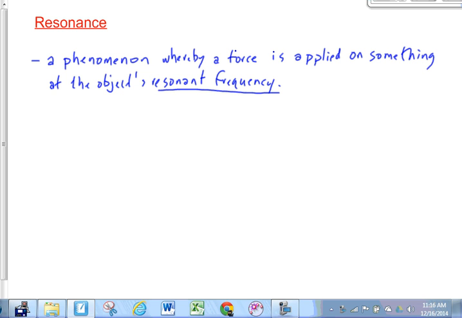What does that mean? The object's resonant frequency. Every object, every single thing, including molecules of water, like from car parts down to molecules of water, have a resonant frequency. A resonant frequency is the natural frequency at which something wants to vibrate. Right, Elena?